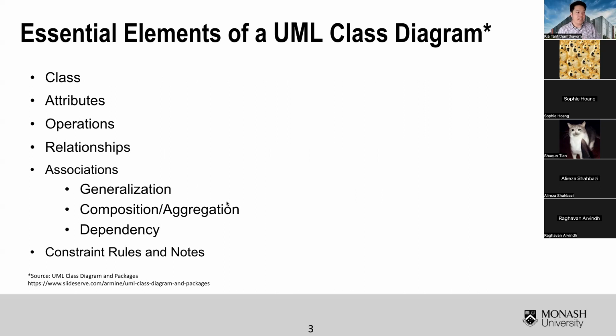Essentially, these are the essential elements of the UML class diagram. In the class diagram, there are classes, attributes, operations, relationships, and different types of association as well, whether it is generalization, composition, aggregation, dependency, or constraint rules or notes, that kind of thing. So there is UML syntax that everyone should know as well. Please try to study it by yourself as well.